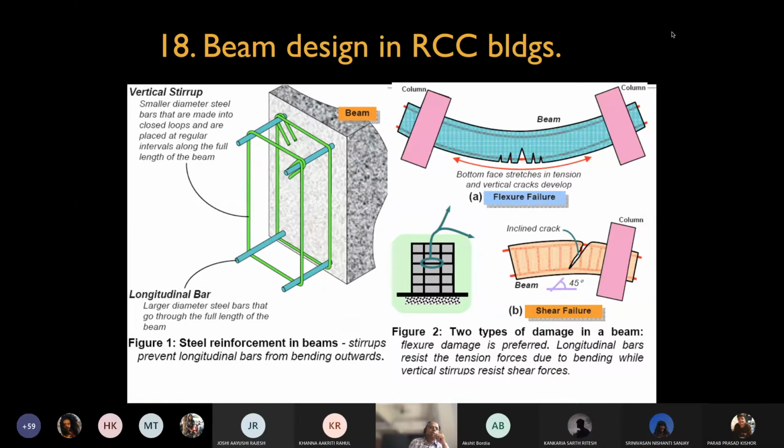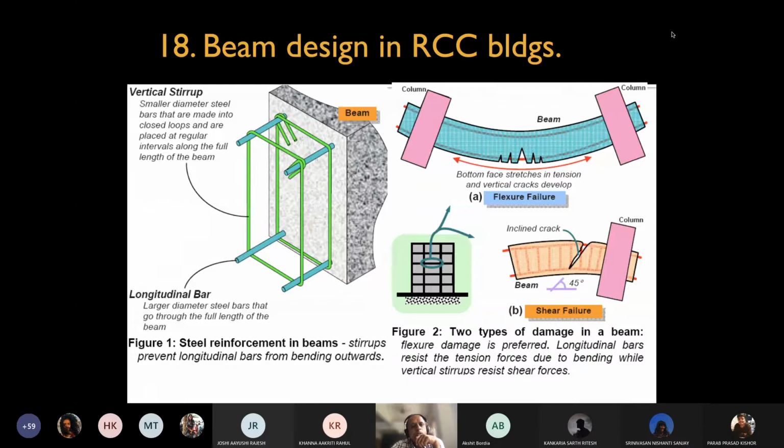So how do you design the beam in RCC buildings? The first thing is about vertical stirrups. They are placed at regular intervals and they are tying the longitudinal bars, which comprise the main bars as well as the anchor bars. Now these stirrups prevent longitudinal bars from bending outwards.